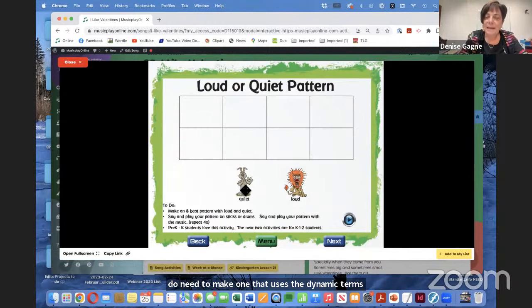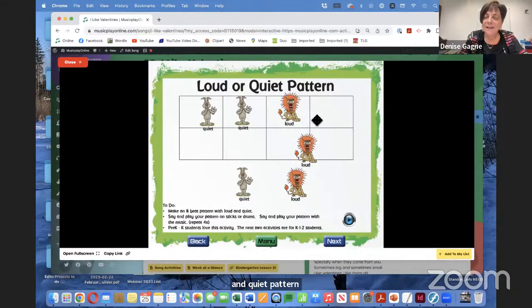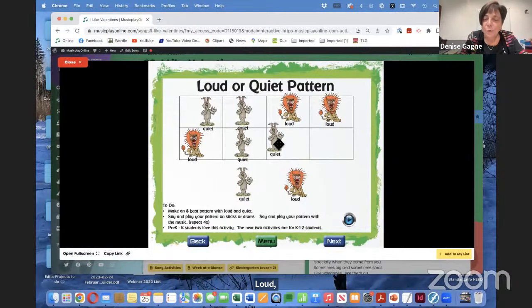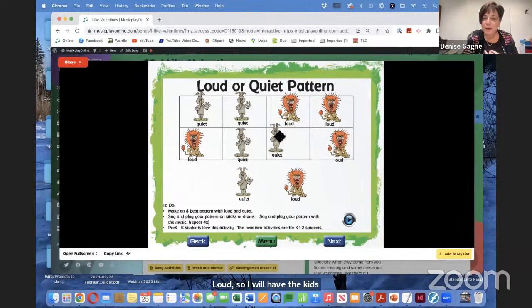So I'm going to make a loud and quiet pattern. Quiet, quiet, loud, loud, loud, loud. So I will have the kids say it and point to it as they're going. Let's say it together. Quiet, quiet, loud, loud, loud, quiet, quiet, loud. And if you want to, you can do it with the music.